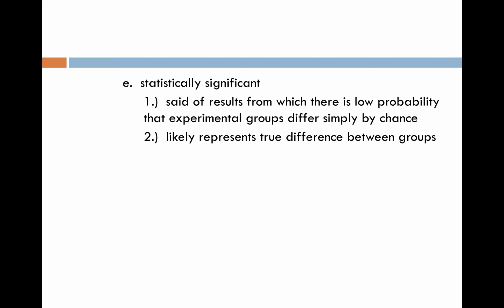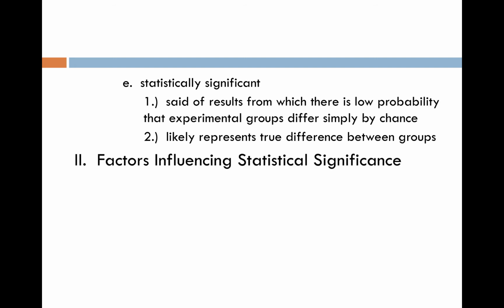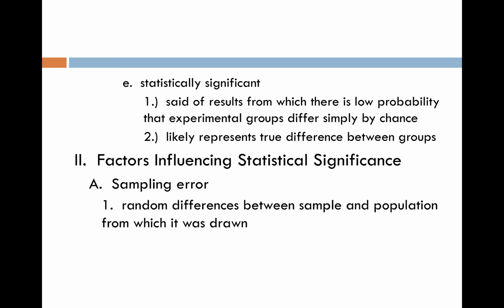We are also going to look at a couple of factors that are going to influence statistical significance. And one of those is sampling error. Your sampling error is the random differences between the sample and the population from which it was drawn. Okay, so here we're looking at the effect of chance on experimental results. When you run an experiment and you collect your data, when you're looking at statistical significance, you want a fairly low sampling error.